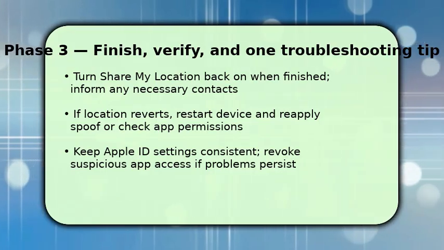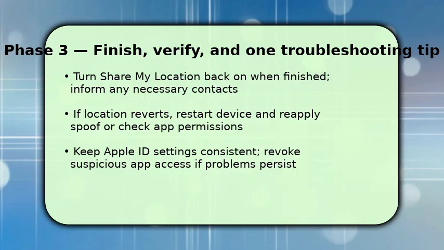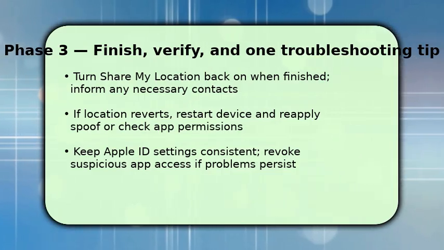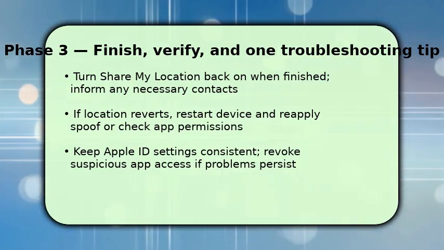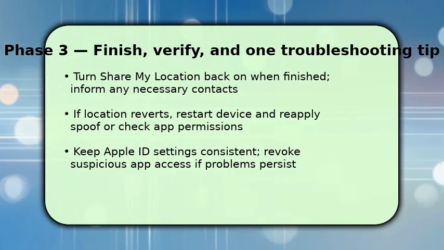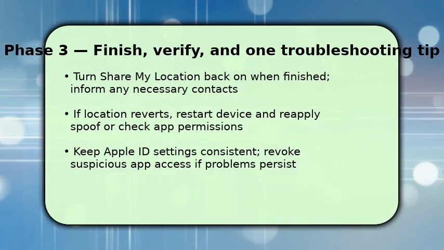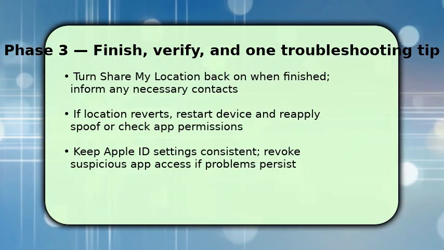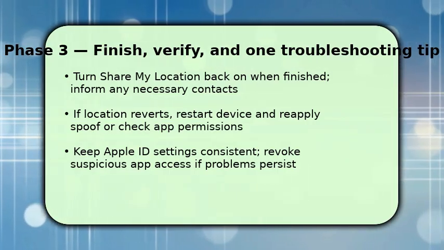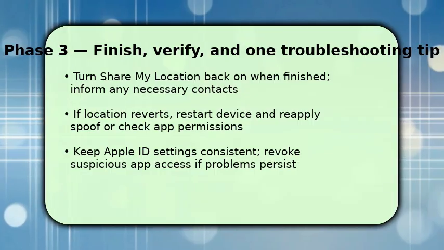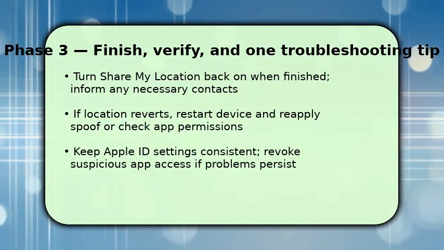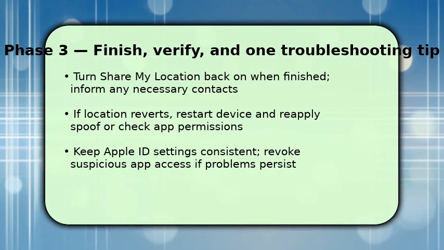Make sure background app refresh and location permissions remain active for the spoof tool, because iOS can revert if permissions are lost. If the location snaps back to your real position, restart the phone, reopen the spoof method, and reapply the simulated coordinates. One key troubleshooting tip: if problems persist, sign out and back into your Apple ID, or remove the third.